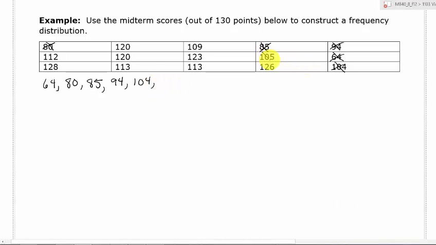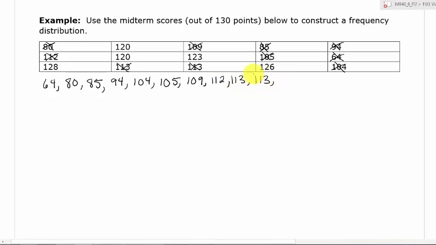So after 104 we have 105, and then we have 109, and then we have 112, and then we have two 113s, and then we have two 120s, and then after 120 the next one would be 123, and after 123 we have 126, and finally we have the last one, 128.